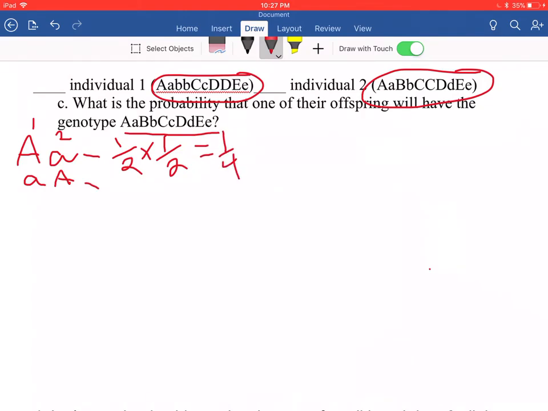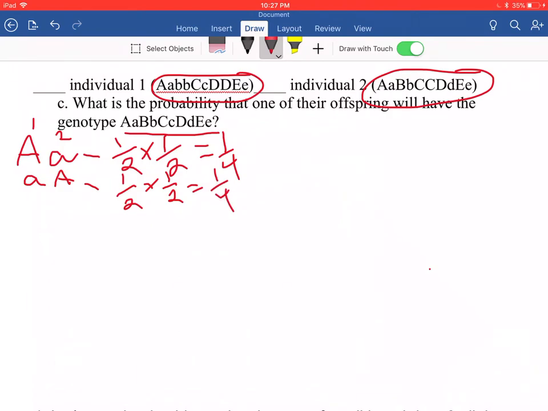Now let's take a look at this scenario. What is the probability that individual 1 is going to pass on little a? That is a half. And what is the probability of individual 2 passing on big A? That is a half. So what's the probability that the offspring is going to get both of these combinations? We're going to multiply, and we're going to get 1/4.